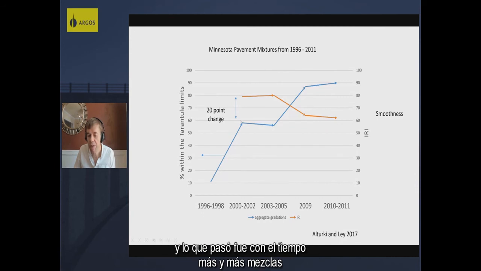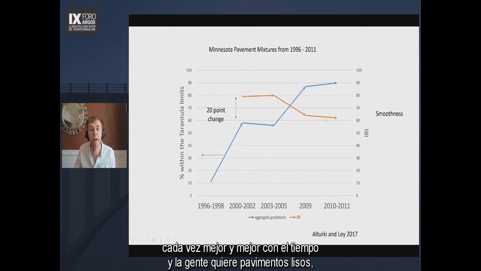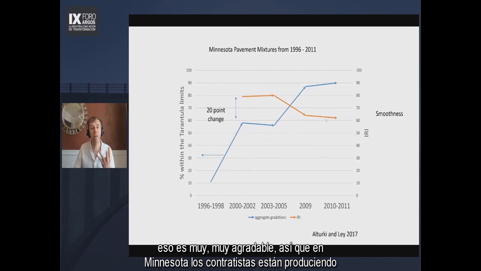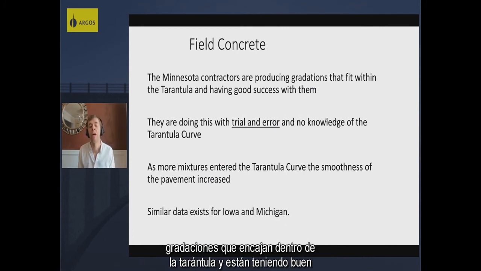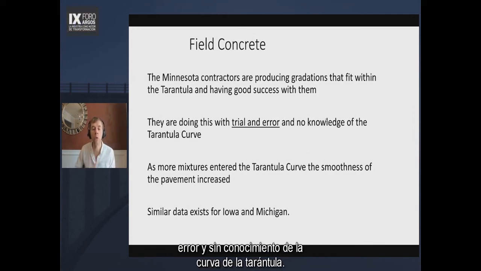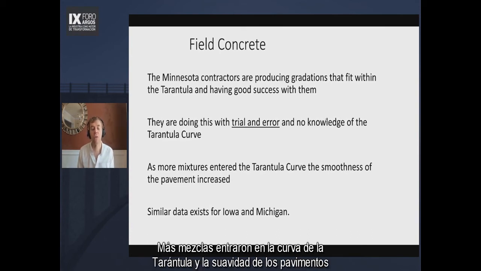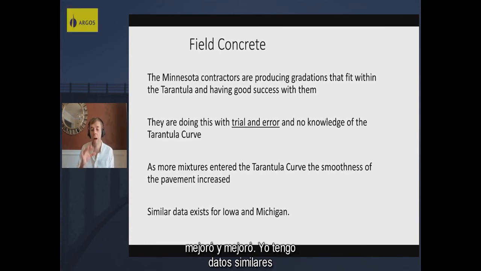And what happened was, over time, as more and more mixtures came within the Tarantula Curve, the overall smoothness of their pavements got better and better and better. And people want smooth pavements. That's very, very nice. So the Minnesota contractors are producing gradations that fit within the Tarantula Curve and having good success with them. And they're doing this with trial and error and no knowledge of the Tarantula Curve whatsoever. And as more mixtures enter the Tarantula Curve, the smoothness of the pavements got better and better.